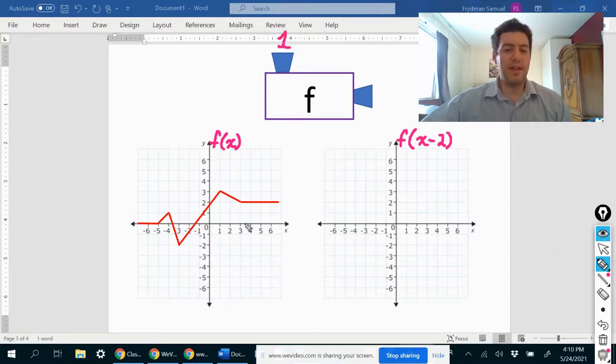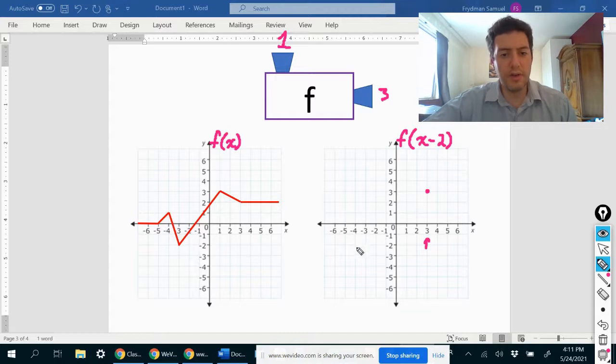And then we can look back at this graph and we can see, okay, when we put the number 1 into the function machine, we should get 3 out. So back over here, when our x was 3, 3 minus 2 is 1, we get 3 out. So when x is 3 over here, we would get 3 out. Okay.